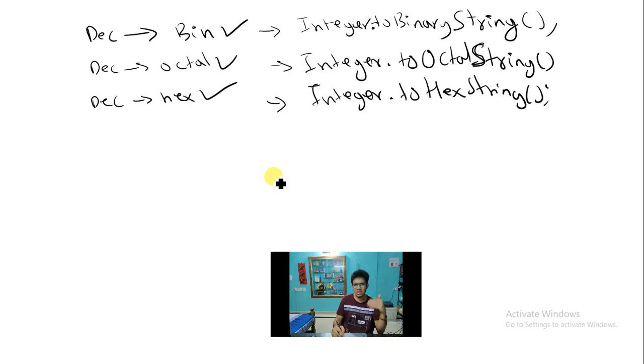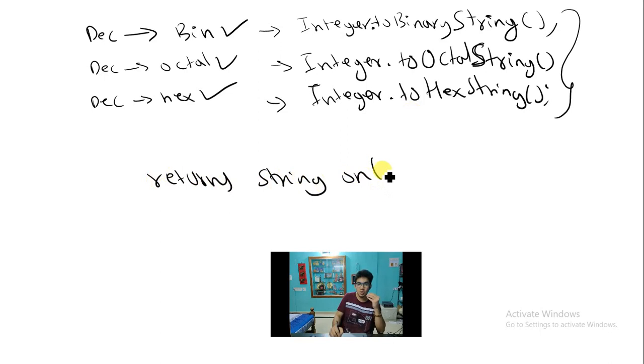Now your question might be, sir, what can I do for binary to hexadecimal? What's the method? We will see that later. Now what I want you to notice is that for all these three, it always returns a string type. It returns string only. What does it accept? It accepts a decimal number, yes, decimal number only.